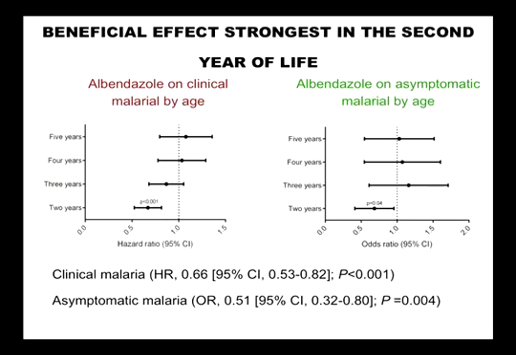Compared to the 0.85 for the general cohort, we had a hazard ratio of 0.66 for the group age 2 years. A similar graph looking at the effect of albendazole on asymptomatic malaria by age. Again, at age 2 years, an odds ratio of 0.51 compared to the different odds ratios for 3, 4, and 5 years.